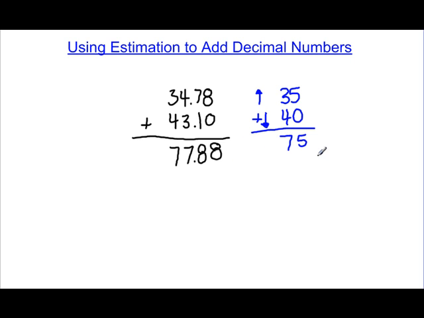which is a pretty good estimation, actually. We rounded up the first number, and we rounded down the second number to get an estimated solution of 75, and the correct real answer is 77 and 88 hundredths.